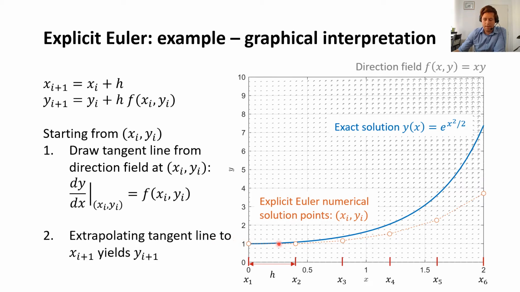So this gives us a graphical view of the explicit Euler solution to this initial value problem for h equal to 0.4.